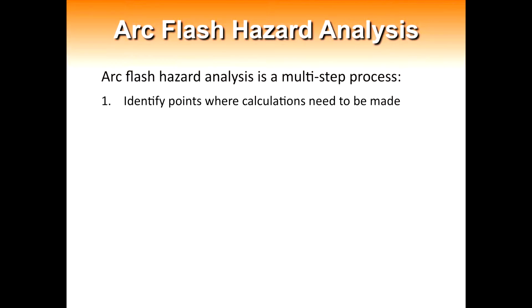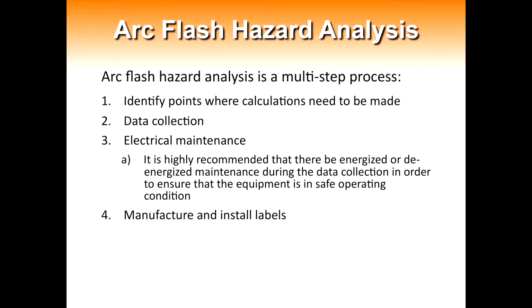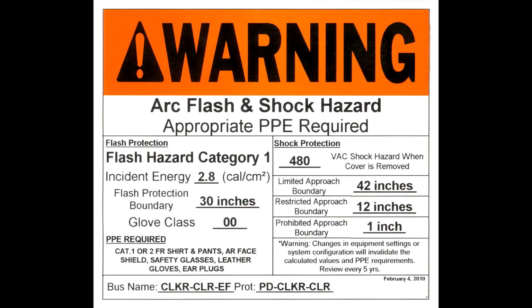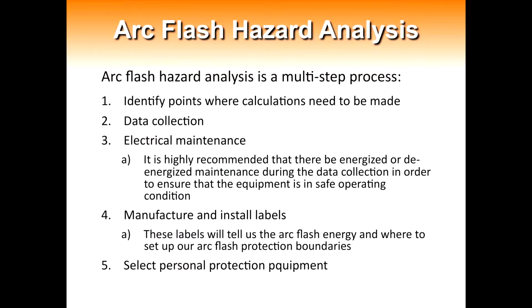1. Identify points where calculations need to be made. 2. Data collection. 3. Electrical maintenance. It is highly recommended that there be energized or de-energized maintenance during the data collection in order to ensure that the equipment is in safe operating condition. 4. Manufacture and install labels. These labels will tell us the arc flash energy and where to set up our arc flash protection boundaries. 5. Select personal protection equipment. 6. Electrical safety arc flash training of personnel.